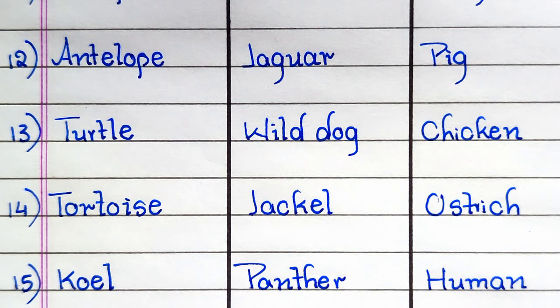Last example of herbivore animal is quail. Last example of carnivore animal is panther. Last example of omnivore animal is human.